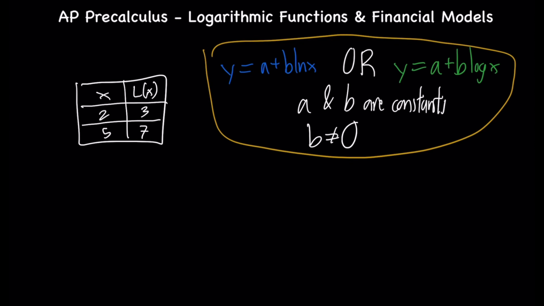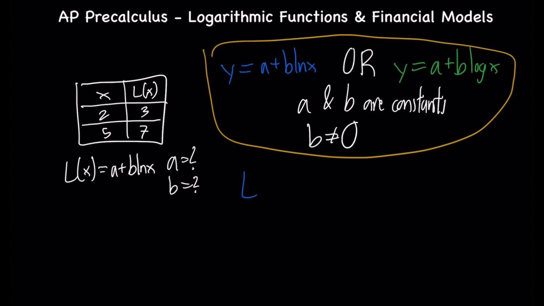Now, we can use two points from this table to come up with two equations that we can use to solve for A and for B. So we can formulate this equation: L of x equals A plus B ln x. The way we can do this, we have two equations.